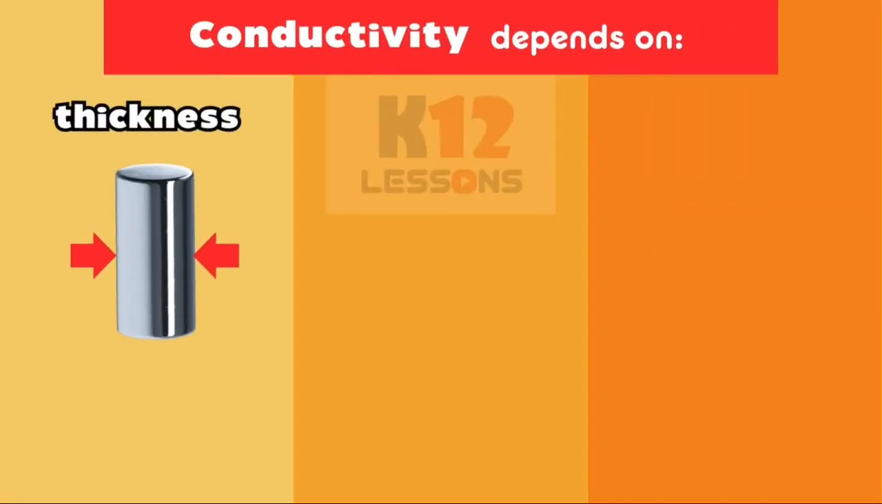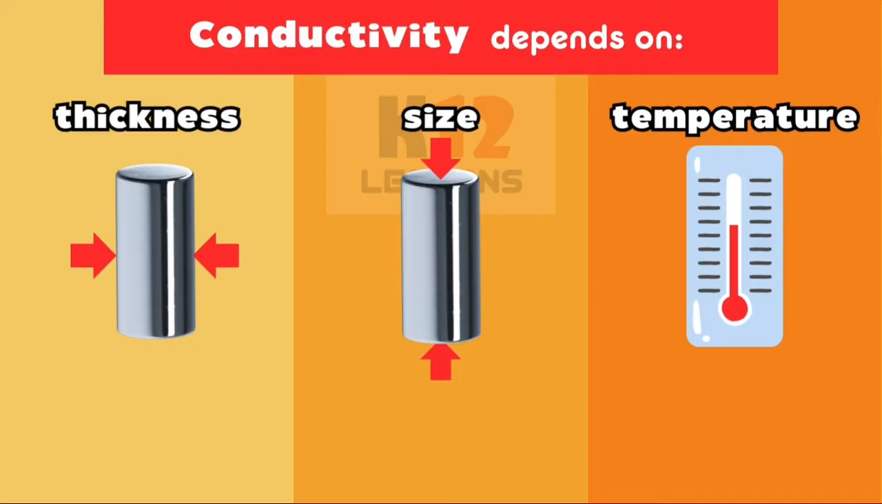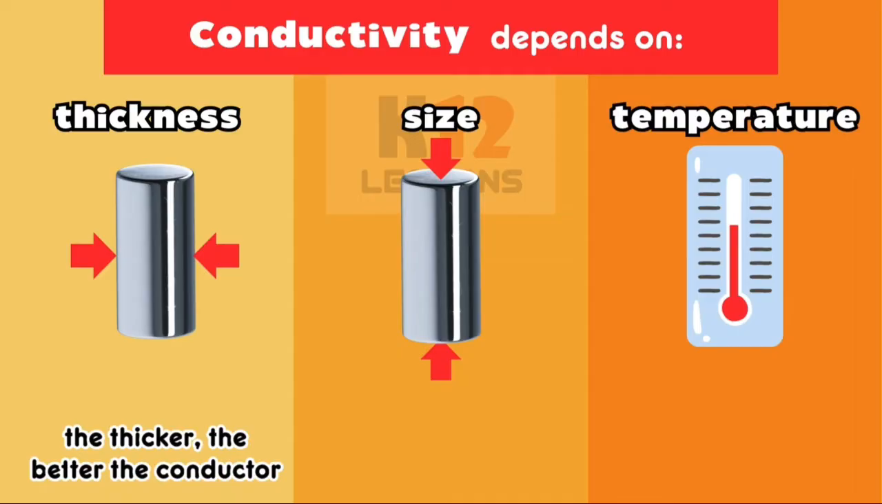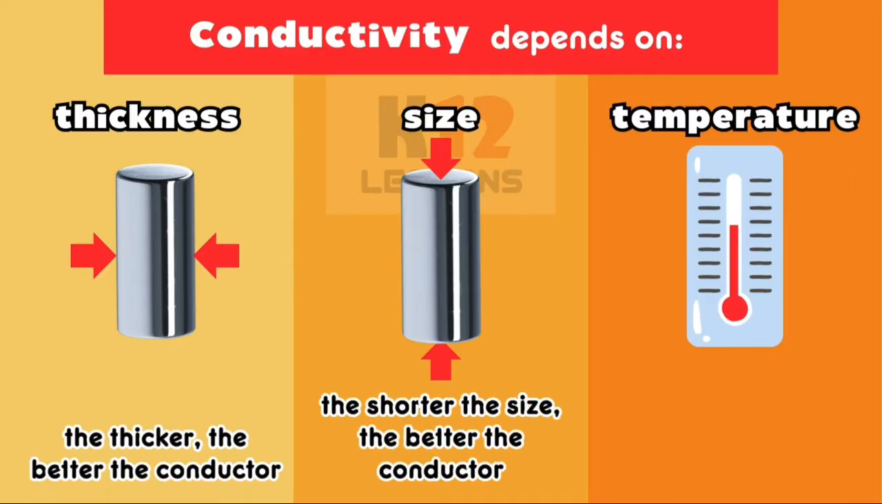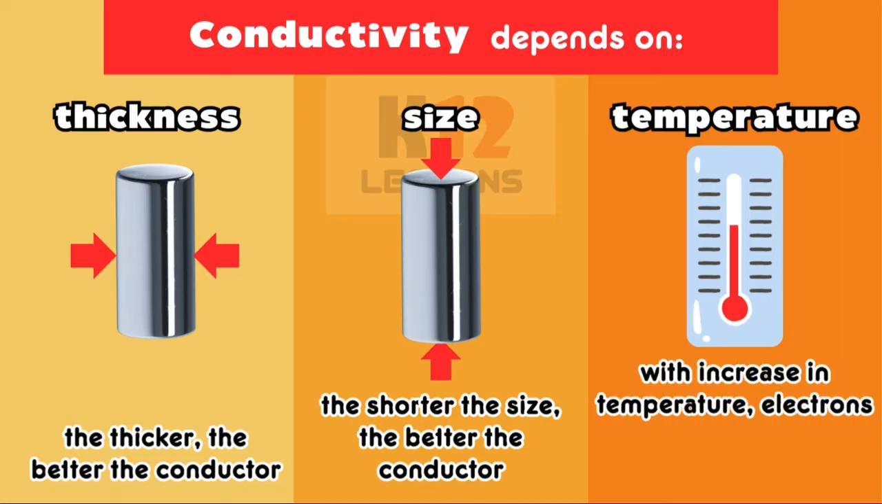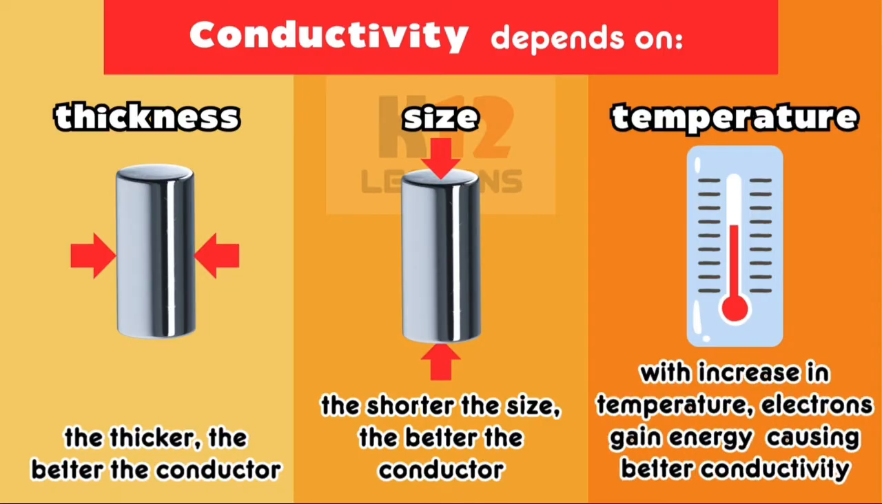Conductivity depends on thickness, size, and temperature. The thicker, the better the conductor. The shorter the size, the better the conductor. With an increase in temperature, electrons gain energy, causing better conductivity.